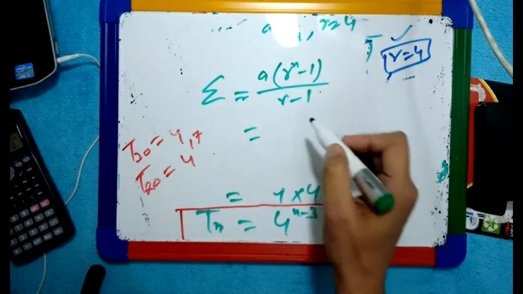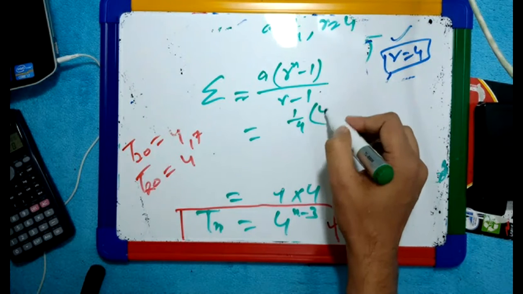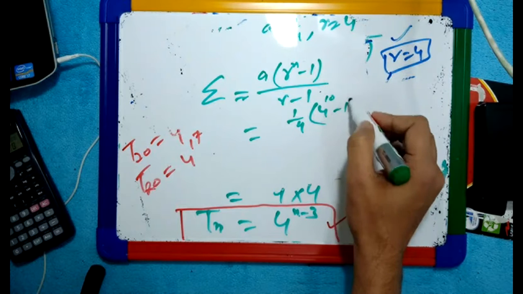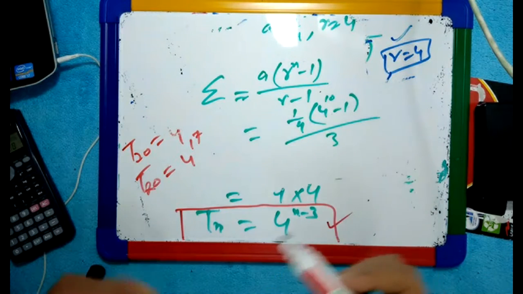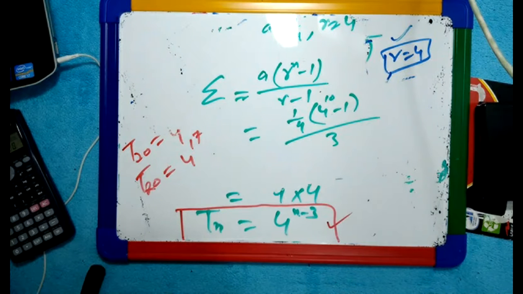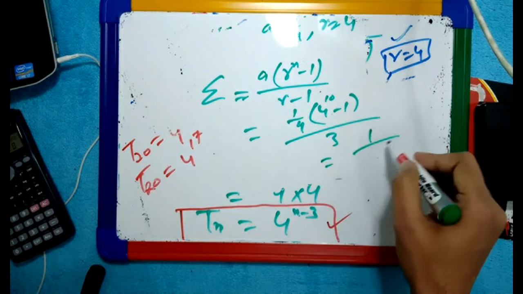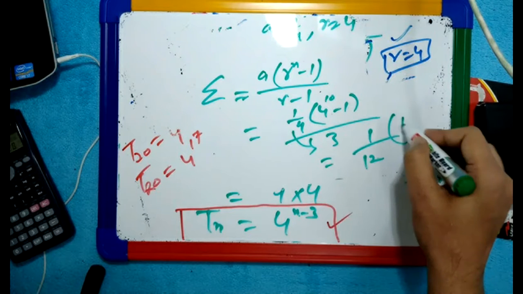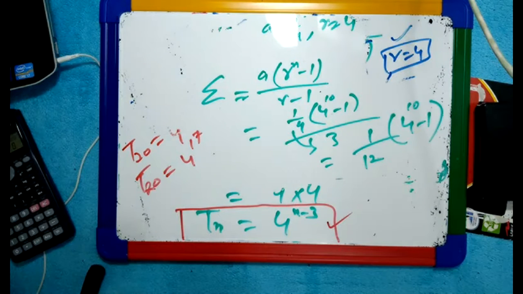A is 1 over 4 and R is 4 raised to power, how many terms? 10 minus 1 divided by 3, right? Yeah. So now you can easily find 1 over 4 times 3 is 12. This will go down. And over here 4 raised to power 10 minus 1. The calculator will give you the result. 4 raised to power 10 minus 1 divided by 12.